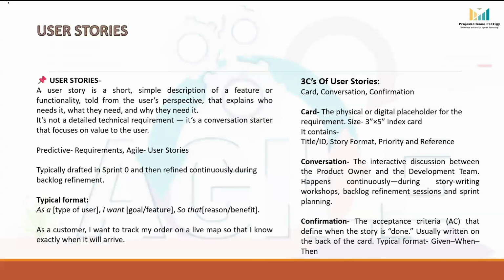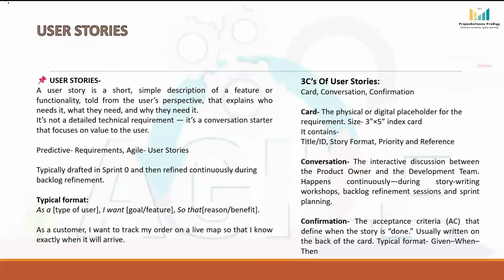The second C is conversation. This is the discussion between the product owner and the development team. And it is not a one-time event. It happens continuously in story writing workshops, backlog refinement, and sprint planning. This conversation helps the team clarify details, remove confusion, and explore options. The third C is confirmation, which is the acceptance criteria. These are the conditions that must be met for the story to be considered done.